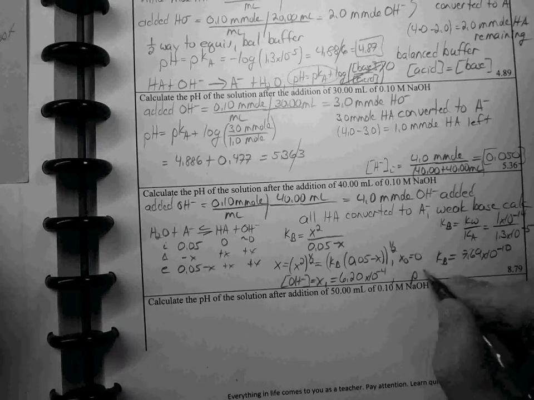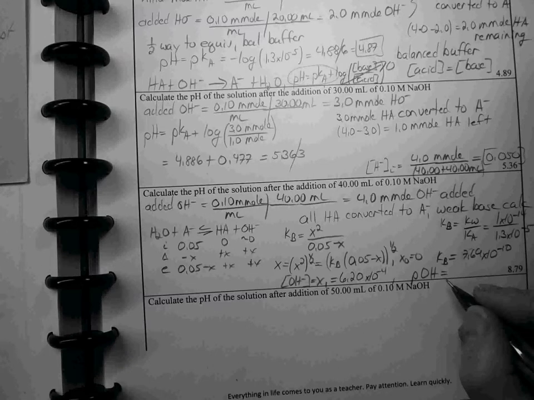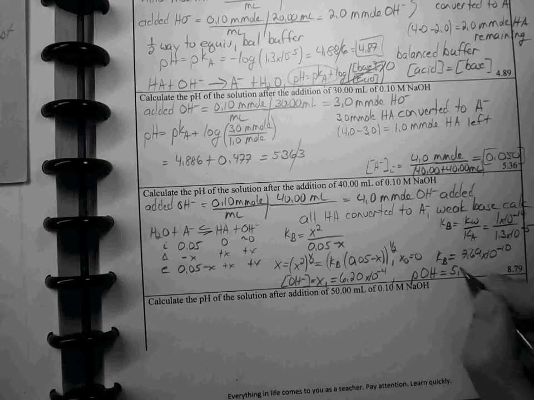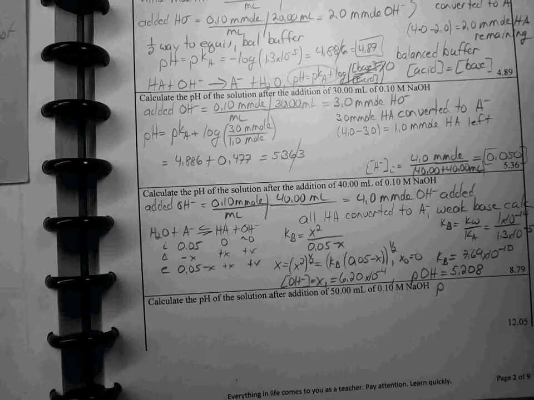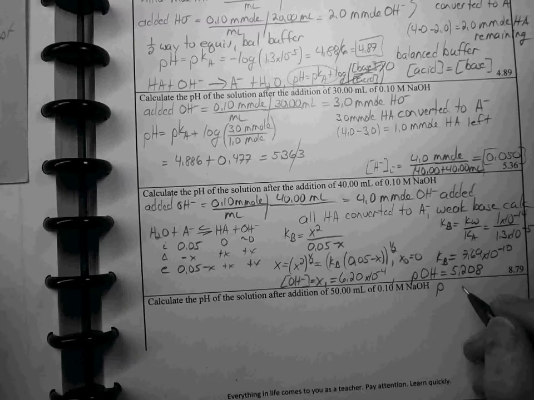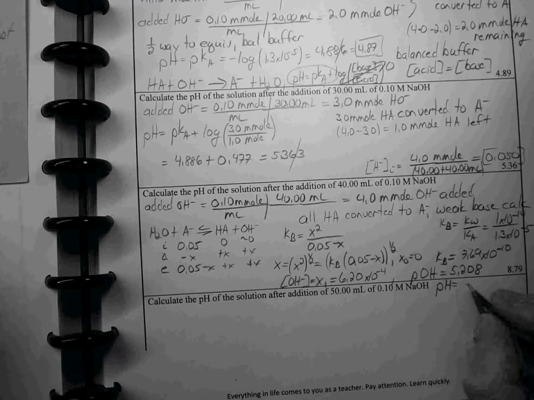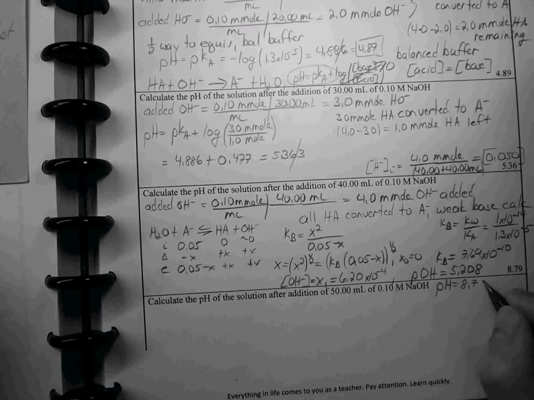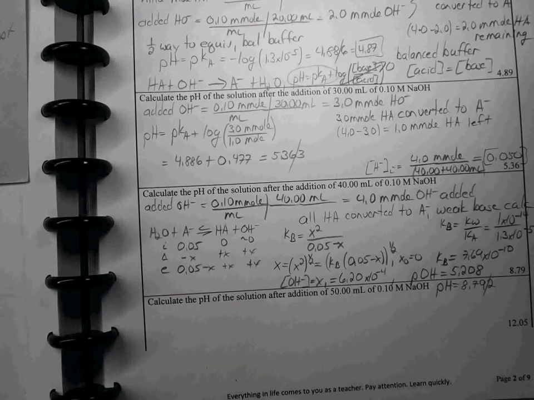We can calculate our pOH, and our pOH is 5.208, so our pH is 14 minus our pOH, 8.792, or 8.79.